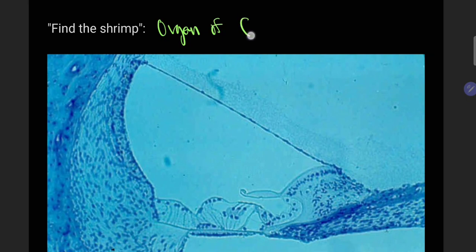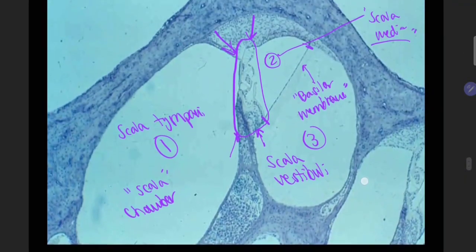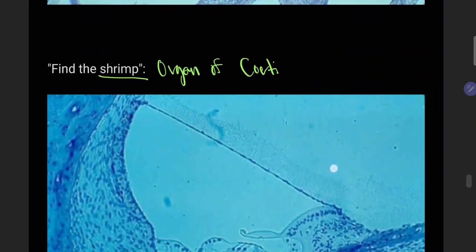And you're going to hear me say over and over again, find the shrimp. To me, this structure looks shrimp-like. It looks like a shrimp. So this is a term I use to help orient myself when I'm looking at a perspective like so, or the slide above. So I always go to this structure first. I find the shrimp, and then from there you can identify all of your scala. You can find your basilar membrane as well. So that's all that phrase means.